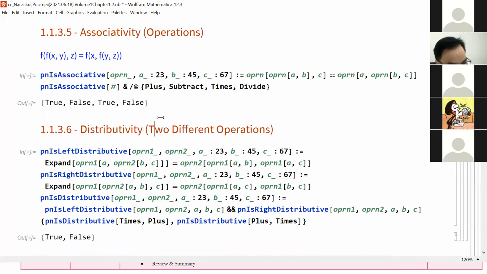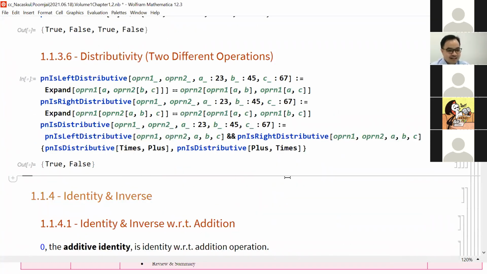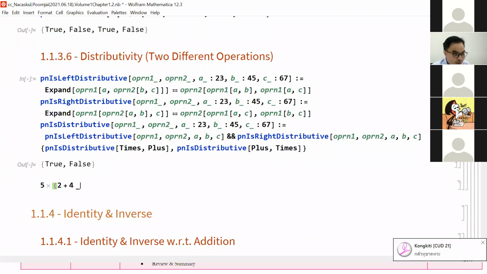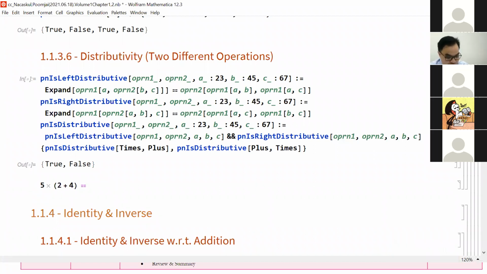Distributivity applies to 2 operations. Well, in this case, there's a lot of details here, but basically something like 5 times (4 plus 2) equal to 5 times 4 plus 5 times 2. By the way, in Mathematica, because multiplication is used a lot, they just make it a shorthand. So if you make a space, it automatically fills in this multiplication.